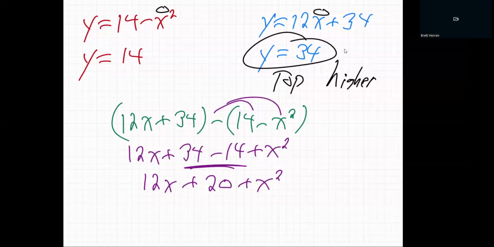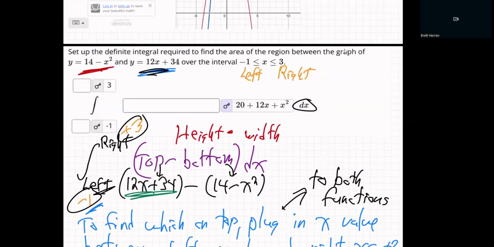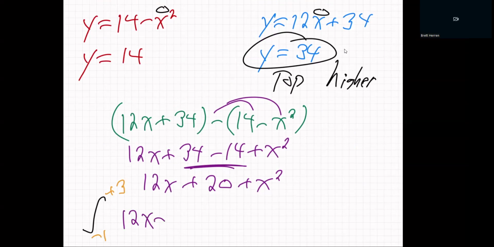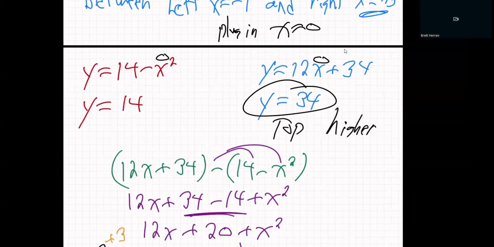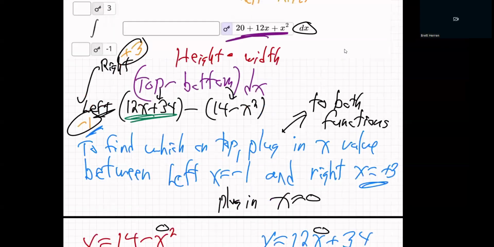And there we go. So the answer becomes the integral from left to right. We already know the left is -1, the right is +3. So -1 to +3 of this function, 12x plus 20 plus x squared dx. Is that the answer they got? 12x plus 20 plus x squared. Yeah, different order, but that's it. And that's how we do it.